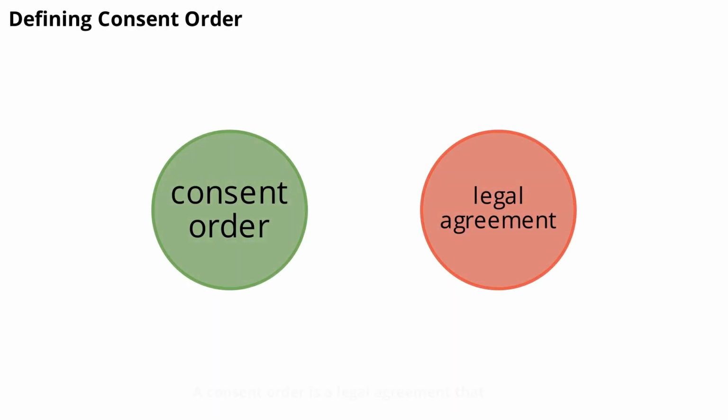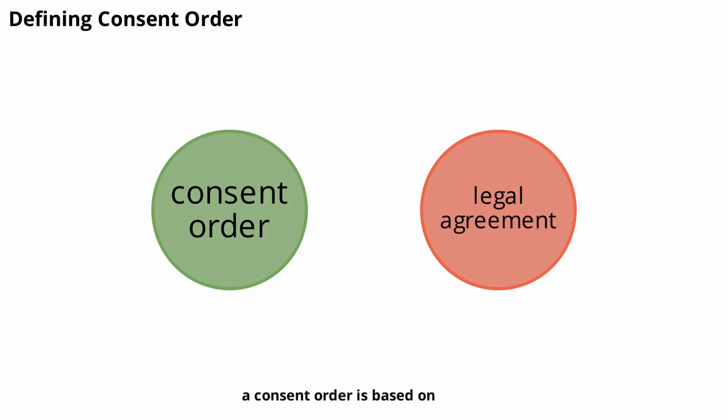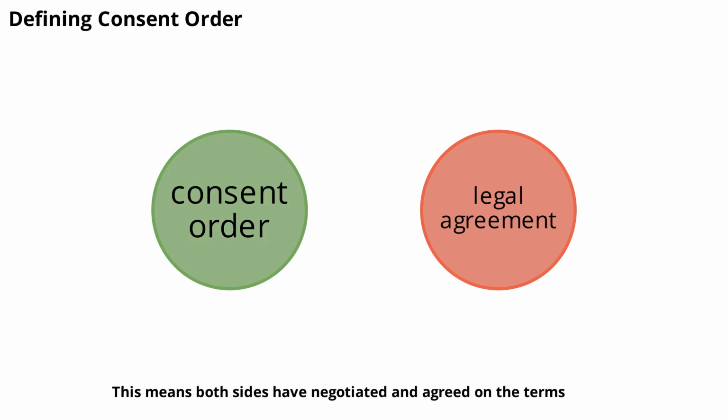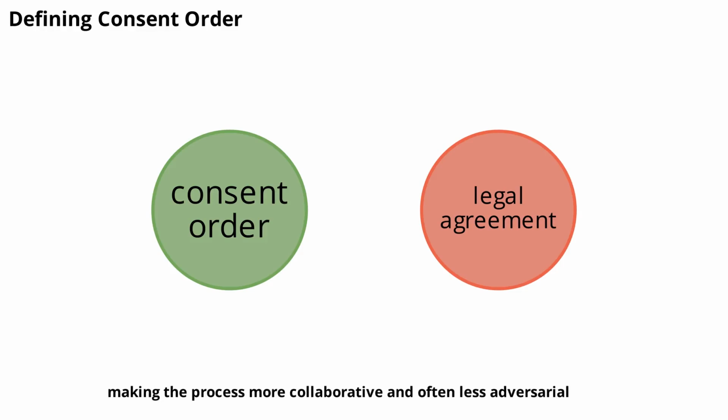A consent order is a legal agreement that is approved and made official by a court. Unlike a typical court order, which is imposed by a judge after a hearing or trial, a consent order is based on the mutual agreement of the parties involved. This means both sides have negotiated and agreed on the terms, and then asked the court to formalize their agreement. Consent orders are commonly used in family law, such as divorce settlements, but can also appear in civil and business disputes.